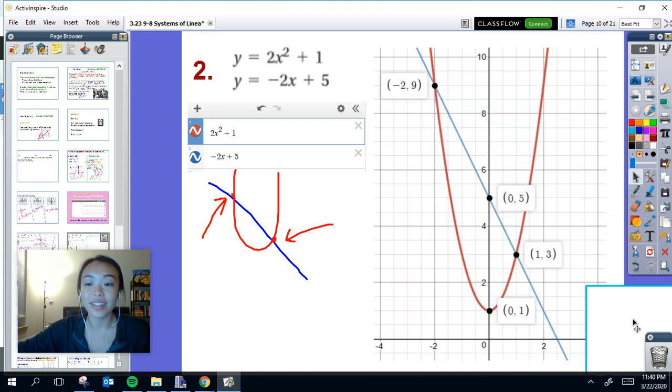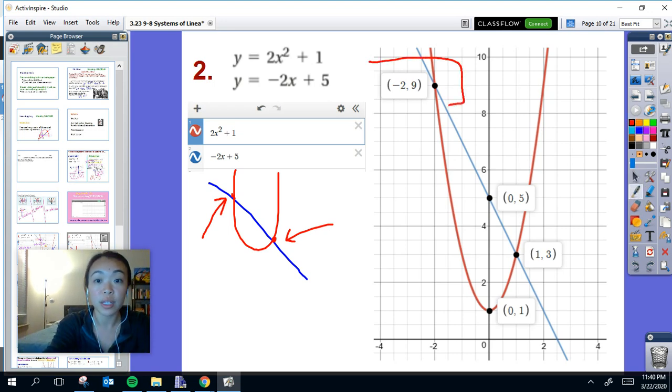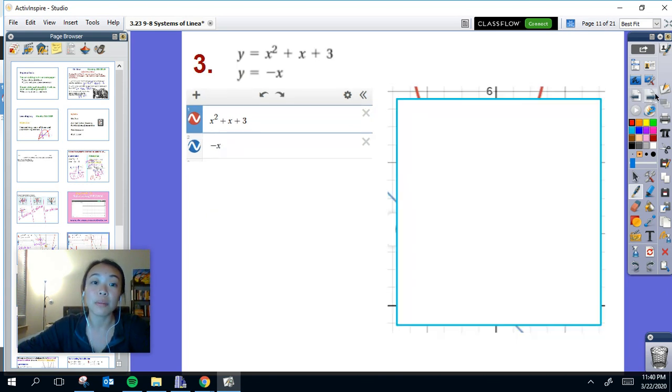When you do that, you should get all of these numbers, your final answers for your solutions. Your intersections should be negative 2, 9 and 1, 3. The rest of them are important, but those are not considered intersections or solutions. And then your last problem is number 3 on Desmos. Go ahead, pause the video and do that.